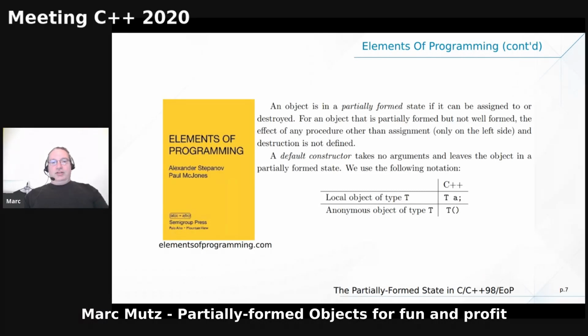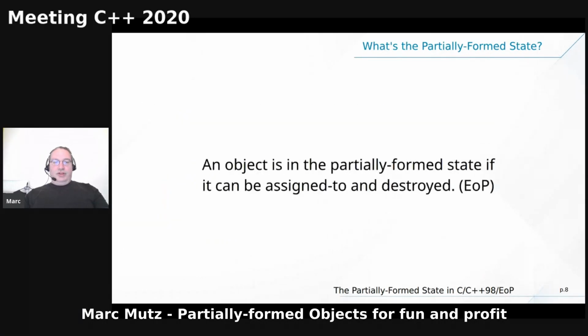A default constructor takes no arguments and leaves the object in a partially formed state. And he shows here T a semicolon, that is what we know in C++ as default construction. Not necessarily value construction, but he does not make a difference between the two, as you can see, where he says an anonymous object of type T, that is value constructed. So what do we take away from this is the definition of a partially formed state. An object is in a partially formed state if it can be assigned to and destroyed.